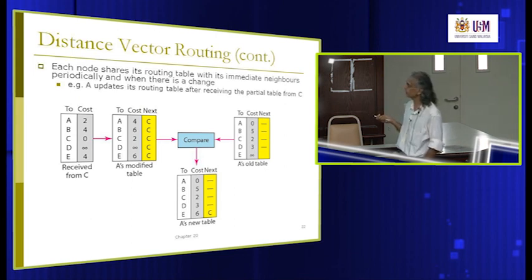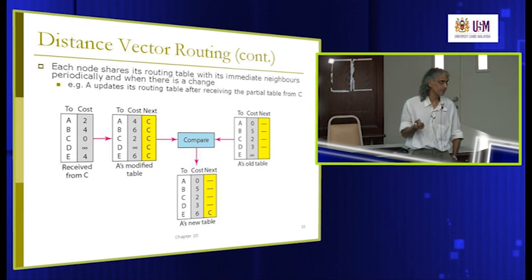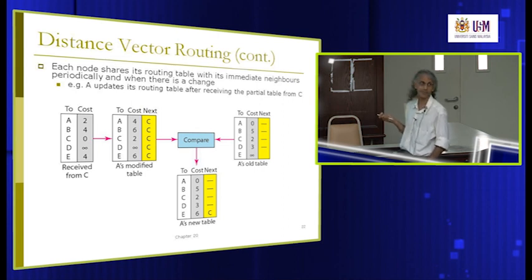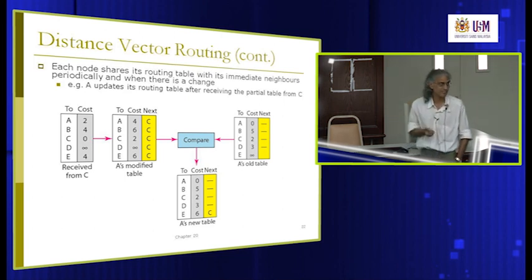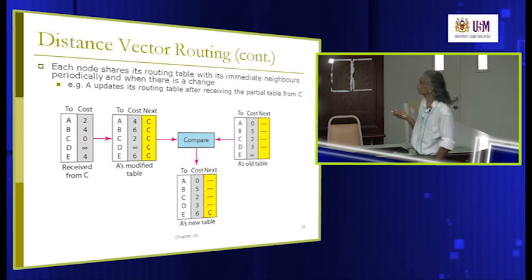Then what A does is add to it, because the distance between A and C is 2. So whatever costs are reported by C must be added by 2, because C is two distance away. 2 plus 2 is 4. Now compare this modified table with the original table and see which is less. To go from A to C, either there's a metric of 4, or the old one says 0 because it is yourself. Okay, fine, so keep it.